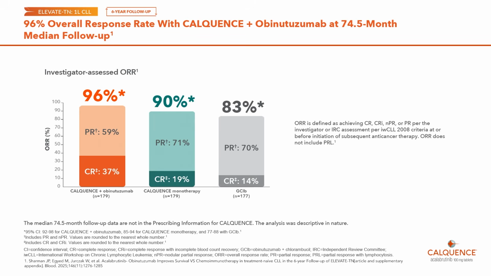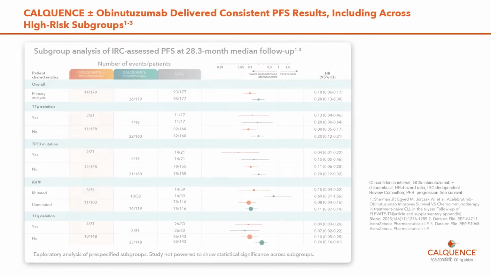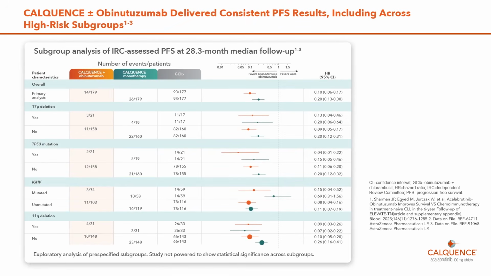Please note that the timing of long-term follow-up was not pre-specified, and the analysis was descriptive in nature. Before we review the safety data of ELEVATE-TN, I'd like to briefly share PFS observations in specific subgroups. At 28.3-month median follow-up, CALQUENCE plus or minus obinutuzumab delivered consistent PFS results across high-risk subgroups.